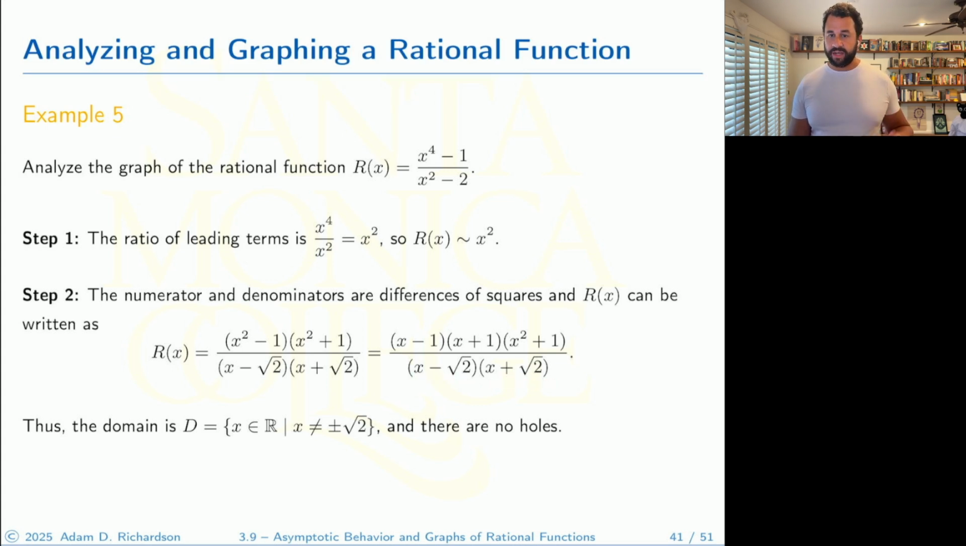Our zeros, our x-intercepts, are going to be 1 and -1. This one does not yield any x-intercepts because we're only talking about real numbers. And what else? We just got a lot. End behavior, x-intercepts, asymptotes. We need the y-intercept.